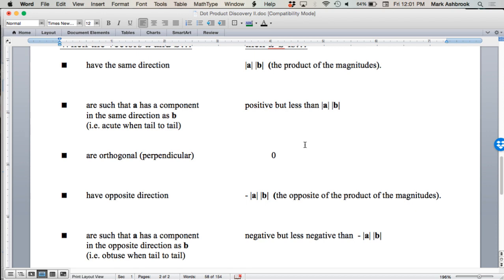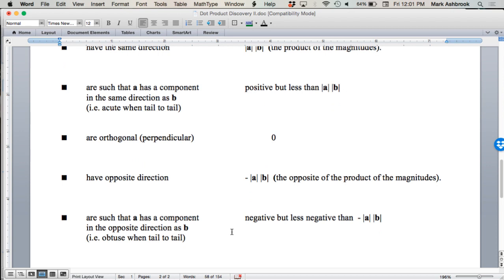For the obtuse angle, wouldn't the product be greater than, or not less than? Negative, but less negative than. You're right. You're absolutely right. The way I phrased it, though, it's going to be greater than the least negative number, but I wrote less negative. So we're both right.